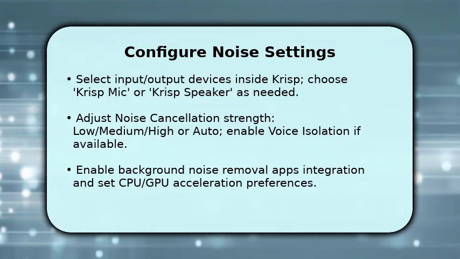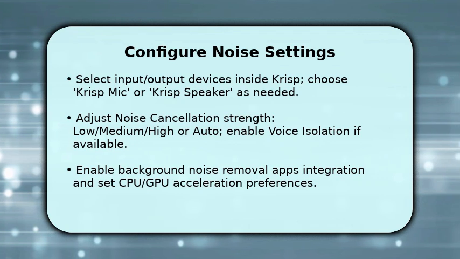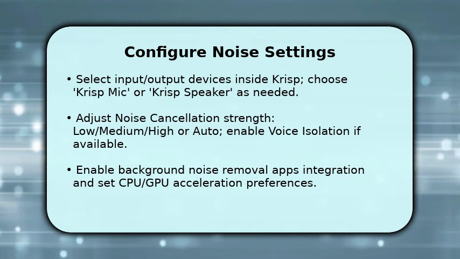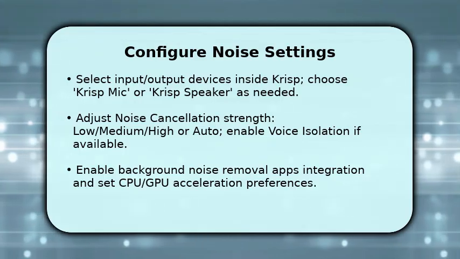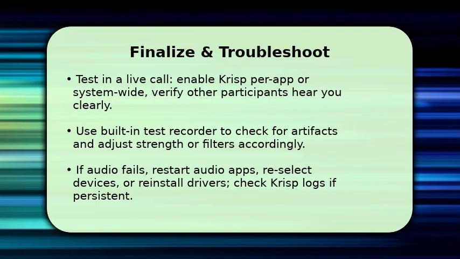Also toggle hardware acceleration to offload processing. This reduces latency on capable machines and prevents dropped frames during video calls. Finish by validating Krisp in real conditions and know one quick fix if things go wrong.